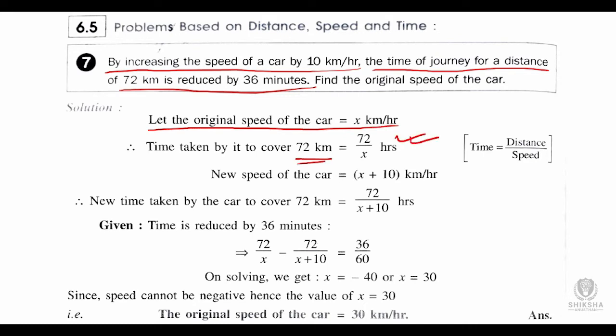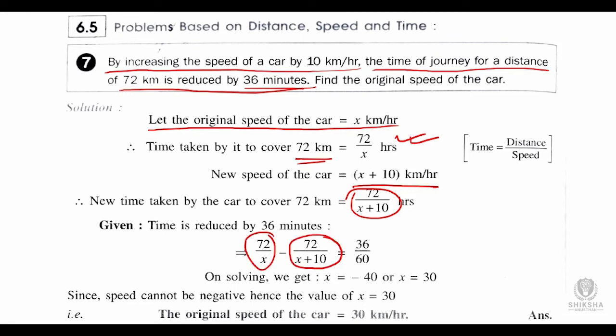Now new speed of the car, what is it? The speed of the car is increased by 10 km. So the new speed is x plus 10. Now the time taken to cover 72 km would be 72 by x plus 10. And we know the time is reduced by 36 minutes, means the initial time would have been longer.